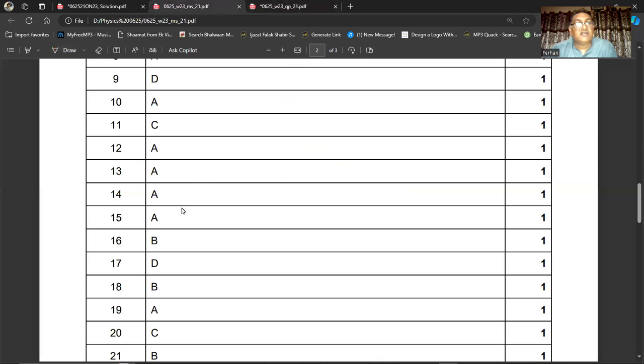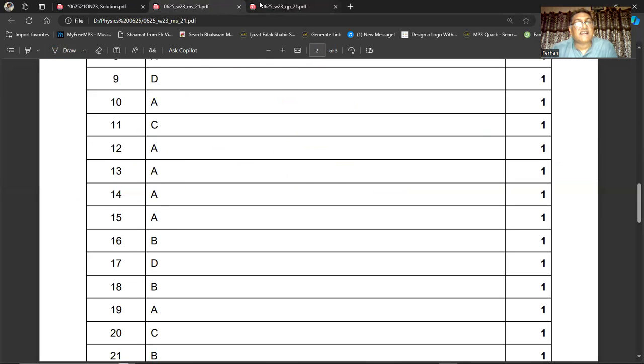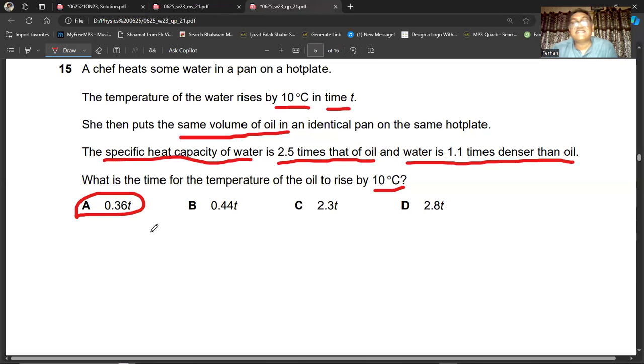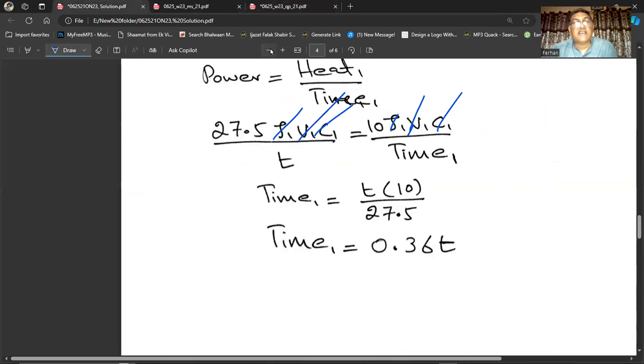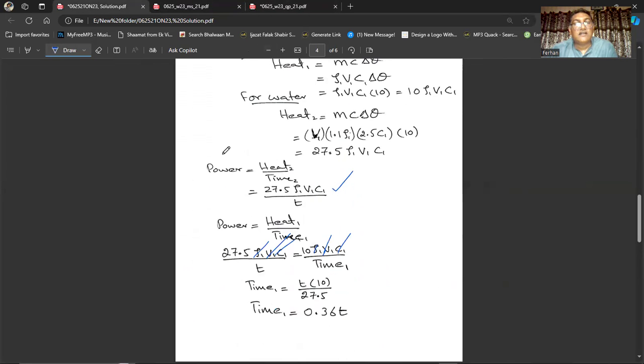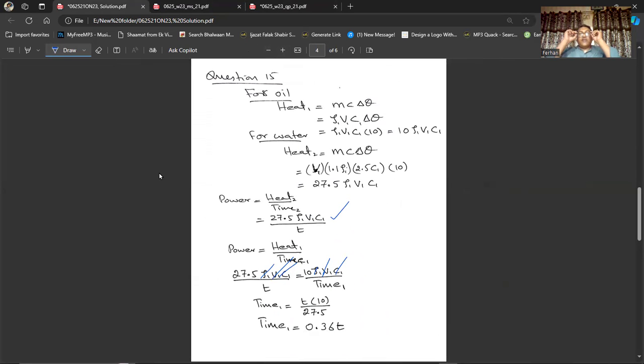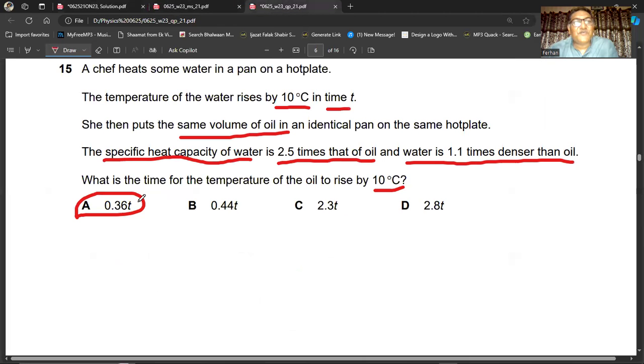Let's check. This is question number 15. Question number 15, A is the right choice, sir. 0.36T. Let me show you the solution again. I am going to reduce the size so you can see the whole answer together. Okay. So now on your screen, the answer of question number 15, how I did this, is showing up. It's a very, very tricky question. Not an easy one. Okay. So hopefully you understand.